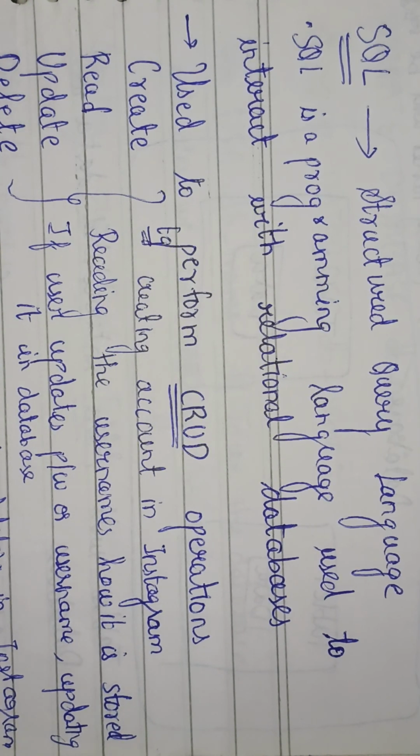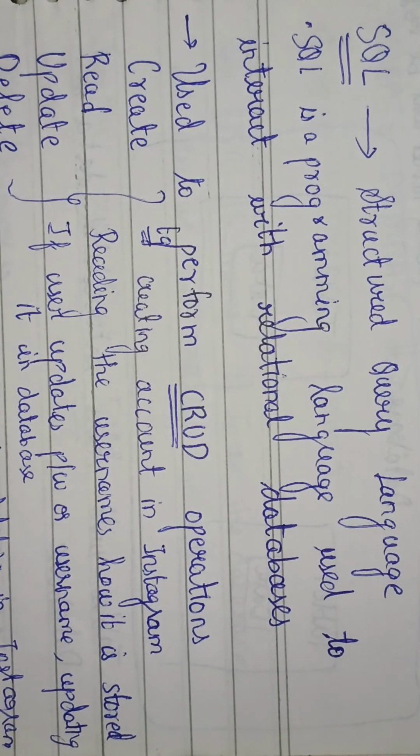For suppose, in current operations, let us take an account. You have created an account. Everyone will have an Insta account. Let us take an example. You have created an account in Instagram or Facebook. Let us take Instagram. So it is a create operation.